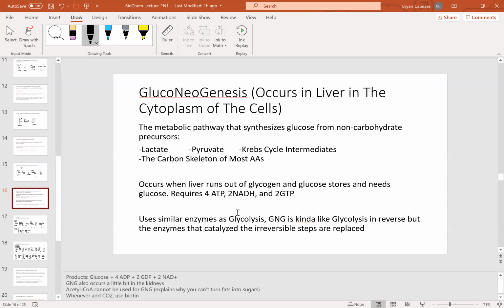But for the most part, if the process was reversible, like for example enolase, well, if gluconeogenesis is the production of glucose and glycolysis is the catabolism of glucose, then we're going to have basically the same enzymes involved in that process. So you just have to reverse some things.